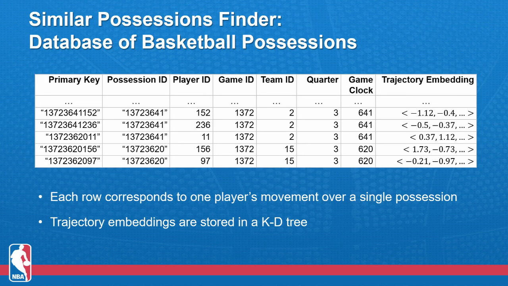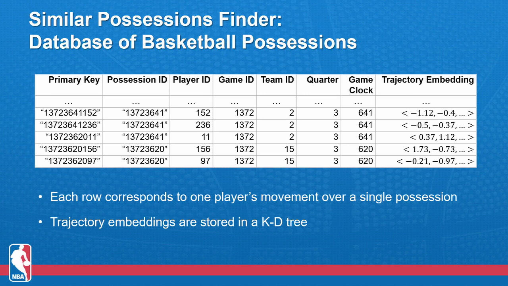This result led to the Similar Possessions Finder, which is a database of basketball possessions. Each row in this database corresponds to one player's movement over a single possession. The row includes the movement's trajectory embedding, as well as useful possession metadata, such as the game ID, the quarter, the game clock, the player ID, and so forth.